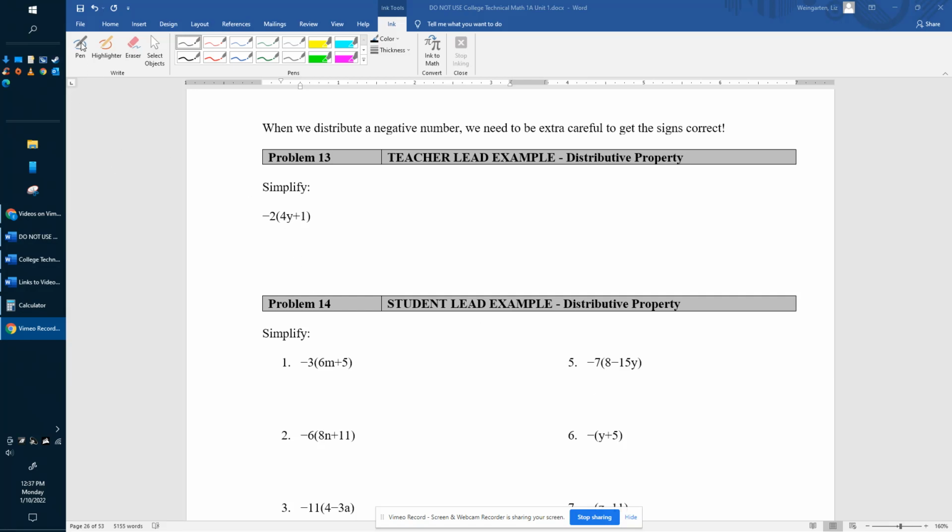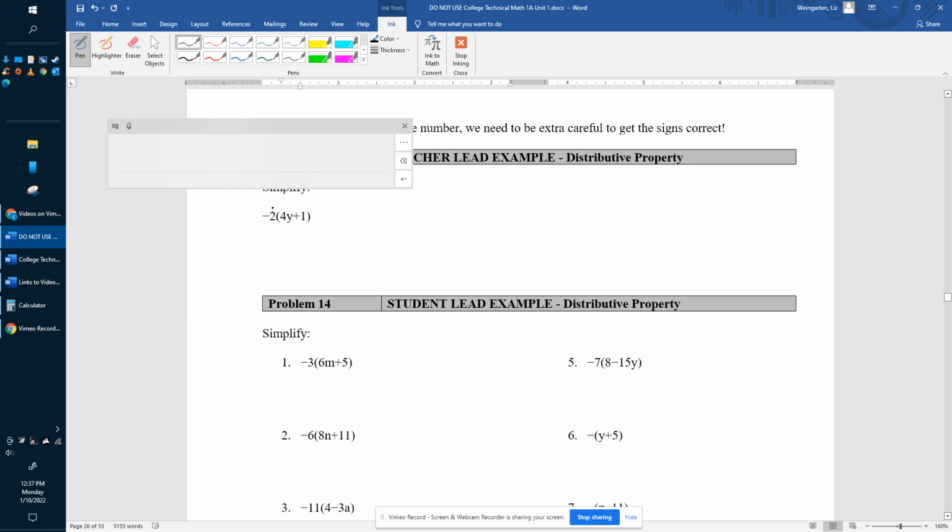Let's look at a few more examples before we move on to our final subsection of this unit. When we have negative numbers that we have to distribute using the distributive property, be very careful. You have to distribute that negative sign to both numbers. So when looking at this one, we're going to distribute -2 to 4y. And then we're going to distribute it also to 1.